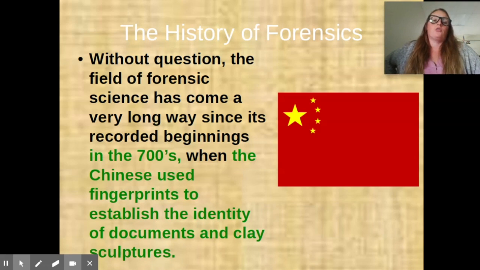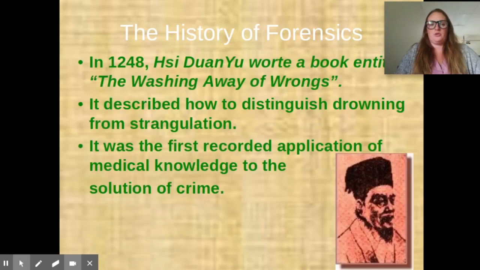So the first place we know of, without question, that forensics was really being used was in China in the 700s. The Chinese were using fingerprints to establish the identity of documents and clay sculptures way back in the 700s. So quite a long time ago. Now, they weren't using them to solve crimes yet, but they were using the concepts that we now think of today to help identify various things in their culture.